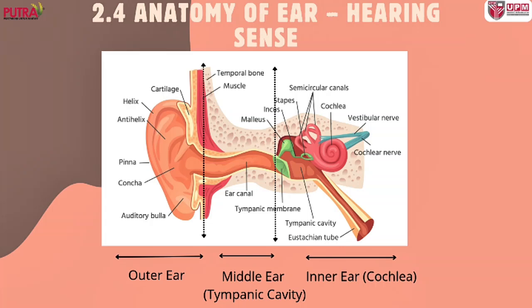As fluid waves cause the basilar membrane to vibrate, it bends the specialized sensory hair cells, triggering nerve impulses that travel along the vestibulocochlear nerve directly to the auditory cortex of the brain.